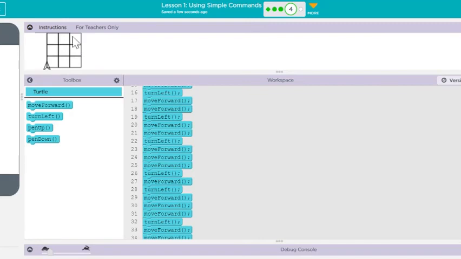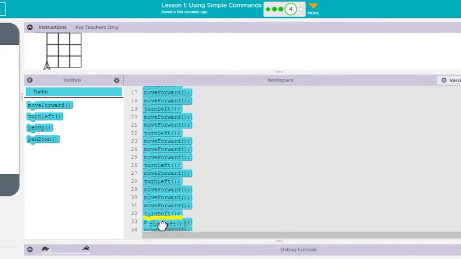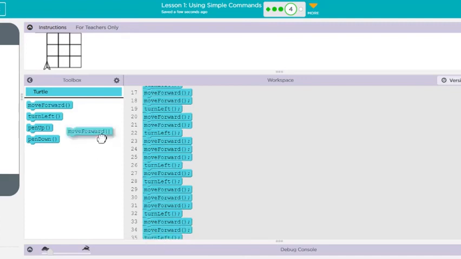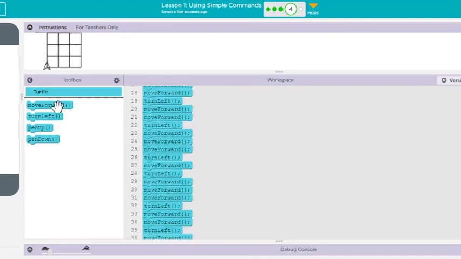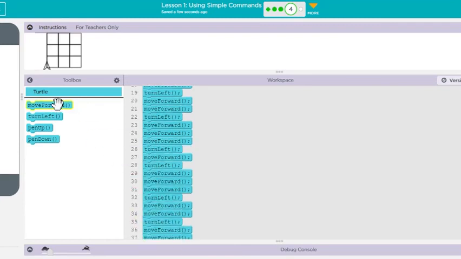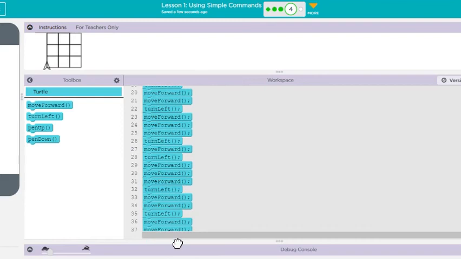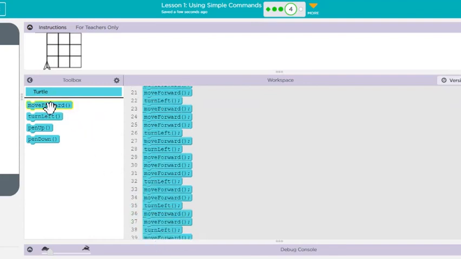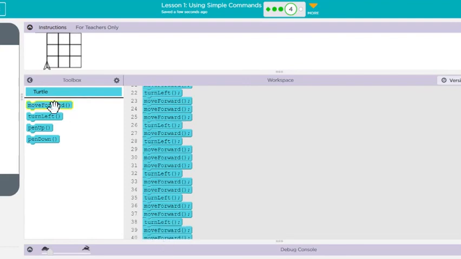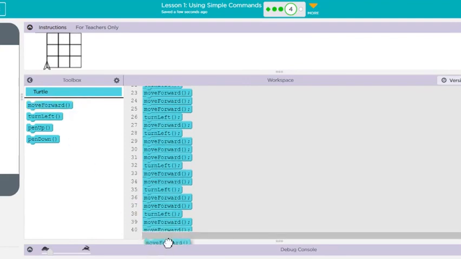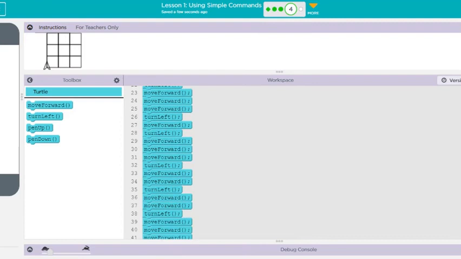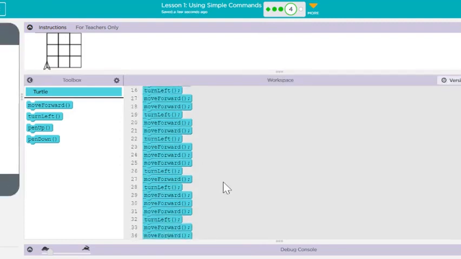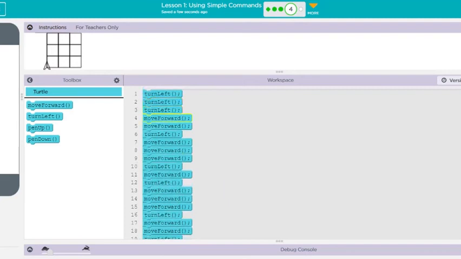Now I'm going to turn left, move forward 3 spaces, turn left, move forward 3 spaces. So moving left, forward 1, 2, 3, another left, and then forward 1, 2, 3. So let's reset, run this, and let's watch the yellow highlighter as it goes.